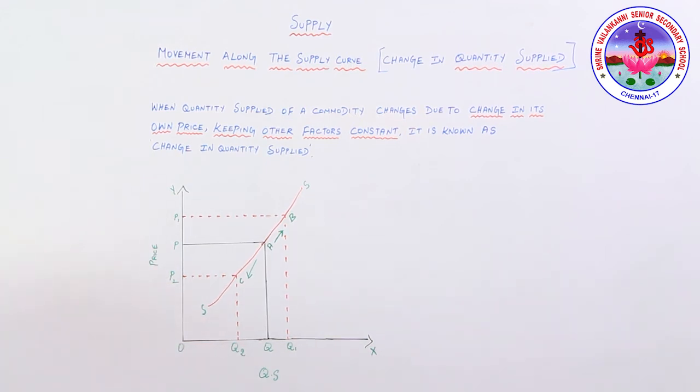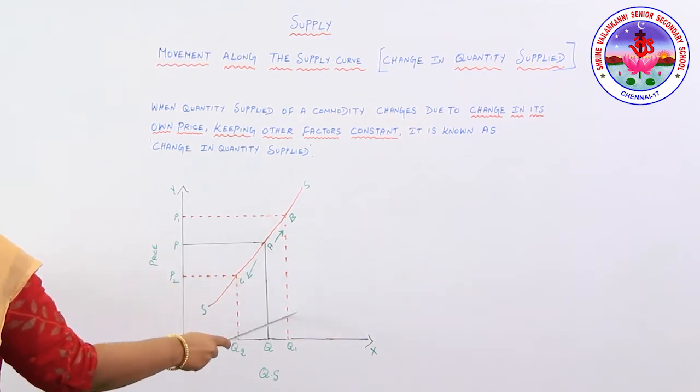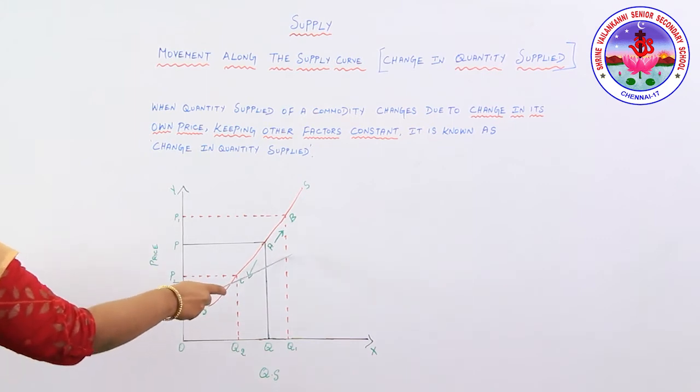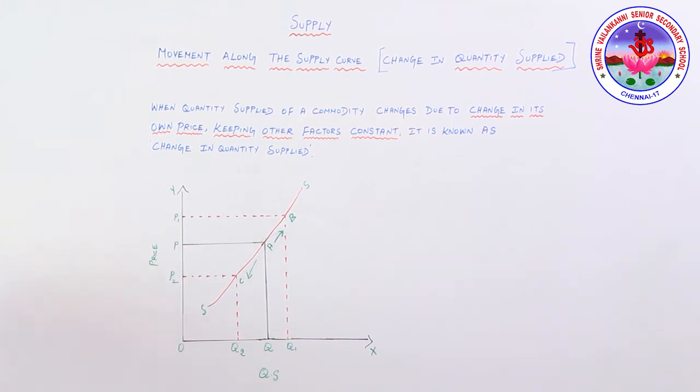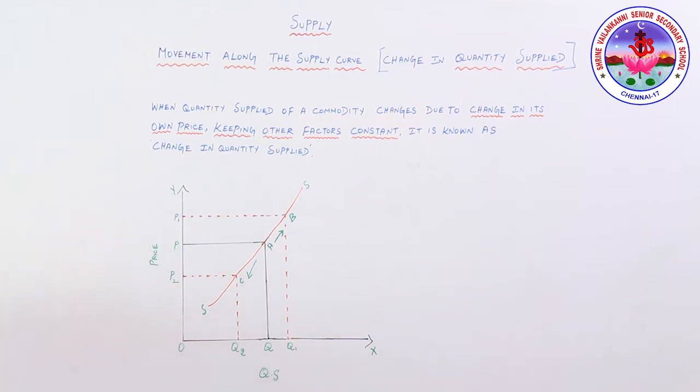So what is an upward movement? When price rises to OP1, quantity supply also rises to OQ1, from OQ to OQ1. It's known as expansion in supply, which is leading to an upward movement from A to B along the same supply curve.